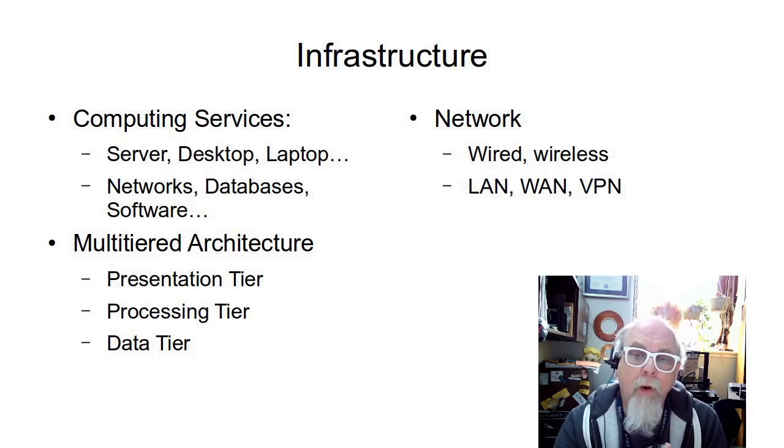A WAN, or a wide area network, is basically a group of LANs that are connected together to cover an organization that has multiple locations, or maybe an international organization with hundreds of locations, so that data can be shared and servers can be shared across the wide area network.